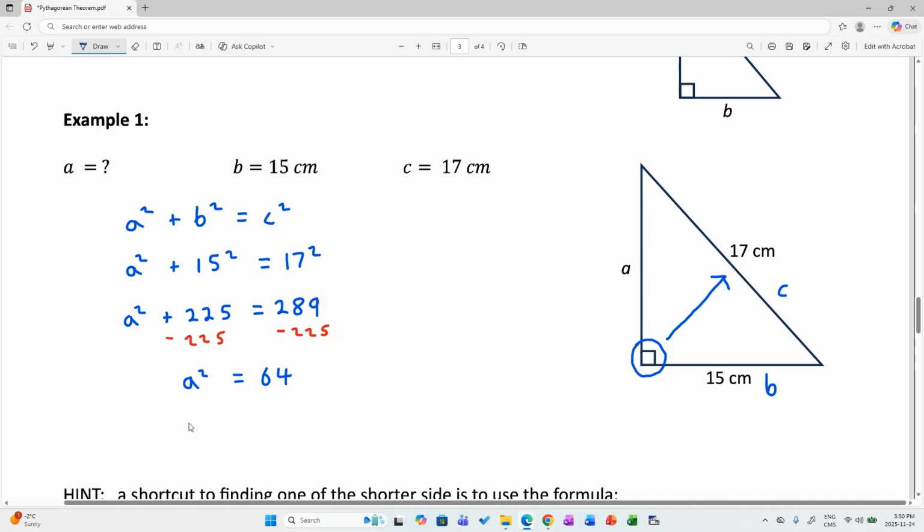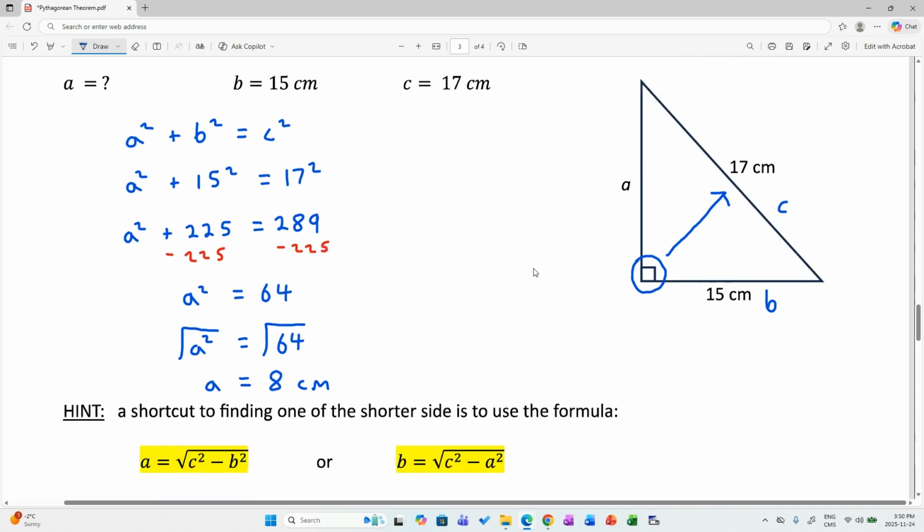So remember what we did before. If I just want to find A and not A squared, I simply have to take my A squared and take the square root of it. But what I do to one side, I must do to the other as well. So I must also take the square root of 64. So now in this case, A squared being square rooted is just A, and the square root of 64 is simply 8. So my answer for A should be 8 centimeters.